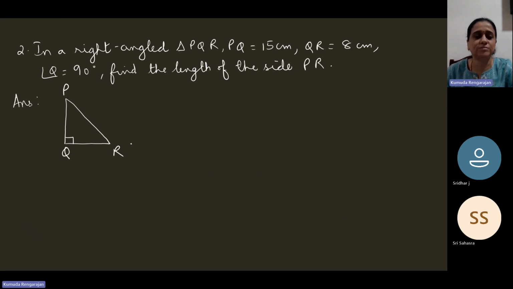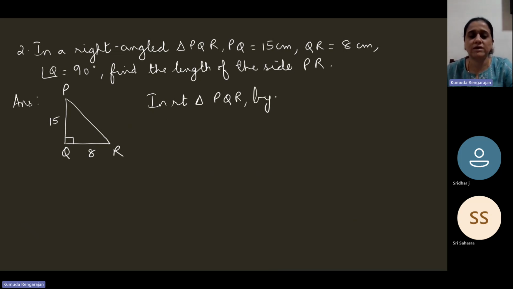Now mark the other details. PQ is 15 and QR is 8. So how do we find PR? In right triangle PQR by Pythagoras theorem. Which is the hypotenuse here, children? PR. The side opposite of the right angle is the hypotenuse. The side which is opposite to the right angle is the hypotenuse. So PR square is equal to PQ square plus QR square.